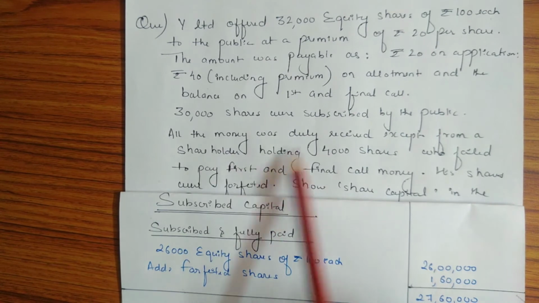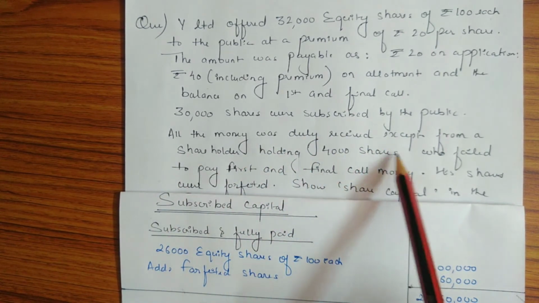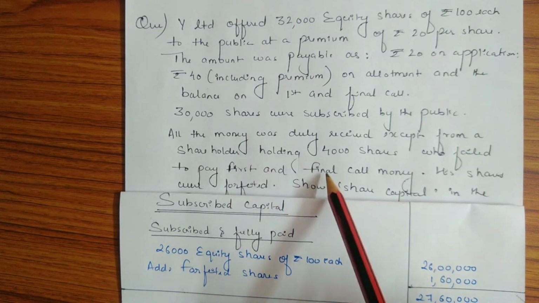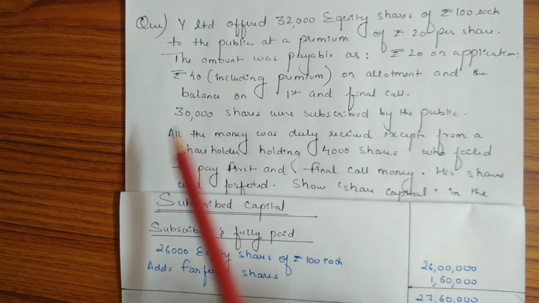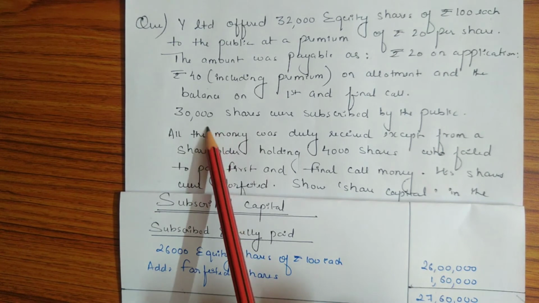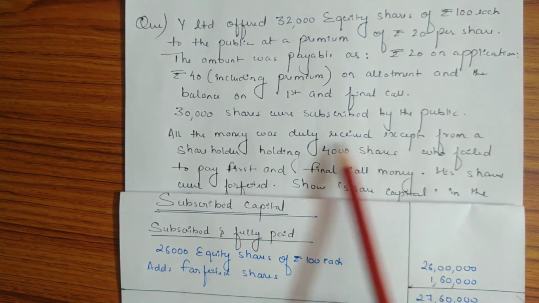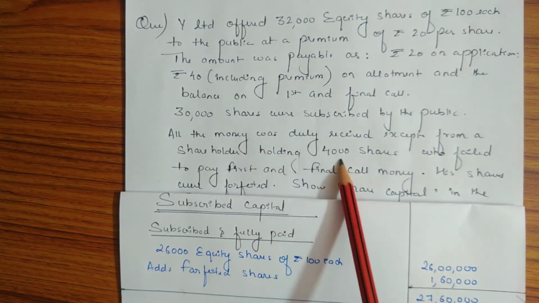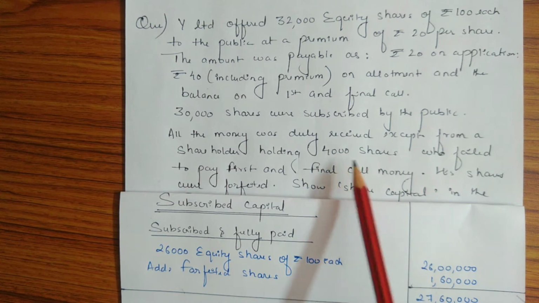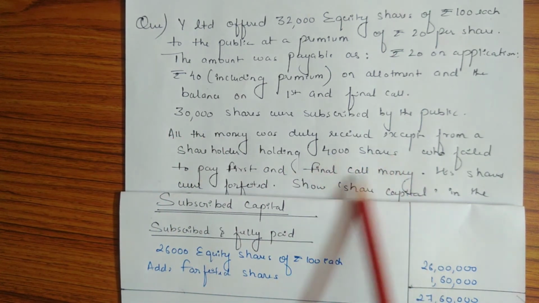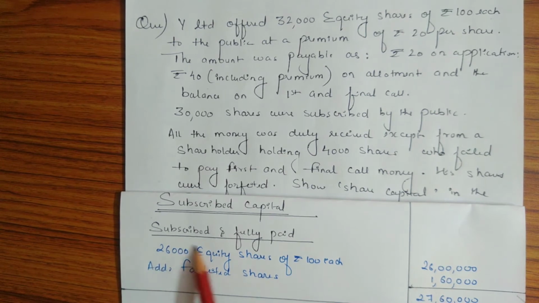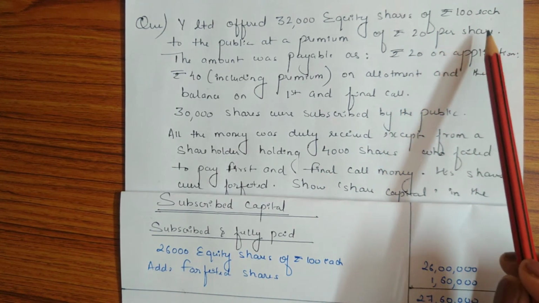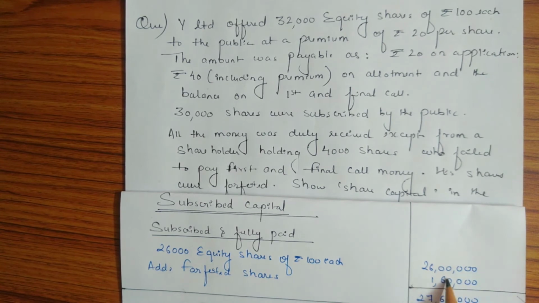But out of 30,000 shares, the shareholder holding 4,000 shares has not paid the first and final call money, which means out of the amount to be received on 30,000 shares, we have not received the amount on 4,000 shares. So the remaining shares on which the shareholders have paid the amount is 30,000 minus 4,000, that is 26,000. So 26,000 equity shares into face value of rupees 100 is 26 lakhs.